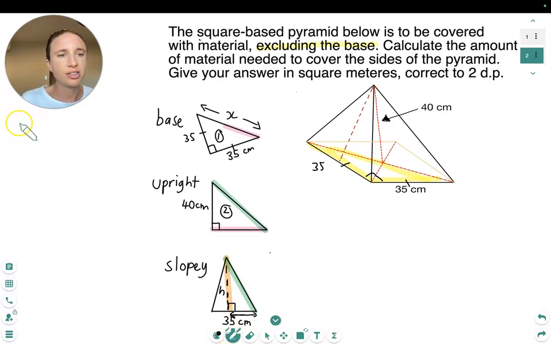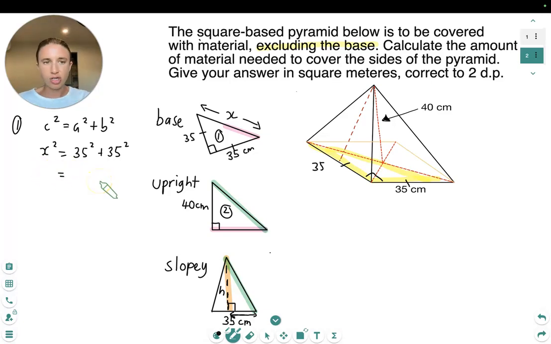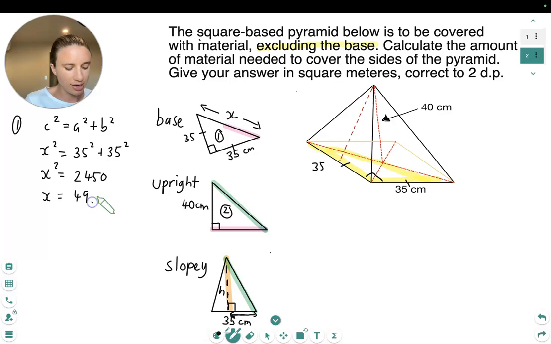We're using Pythagoras, right? C squared equals A squared plus B squared because we're finding a side length. So our shorter sides are 35 squared plus 35 squared, and we're finding X. Then we put it in our calculator, 35 squared plus 35 squared, 2450. And that's what X squared is. So X is the square root of that answer. And we're going to keep a few decimal places till the end, okay? 49.497.